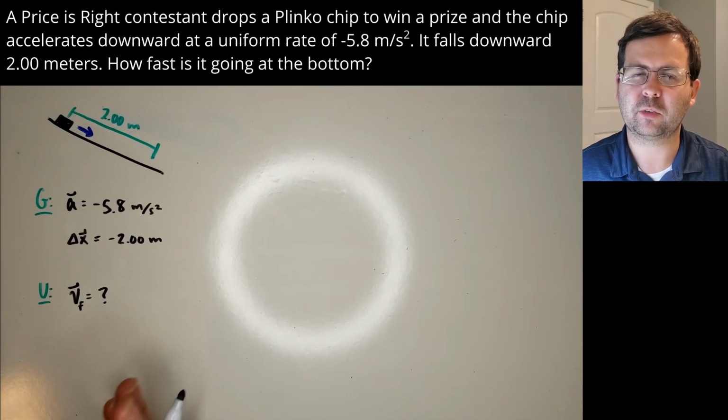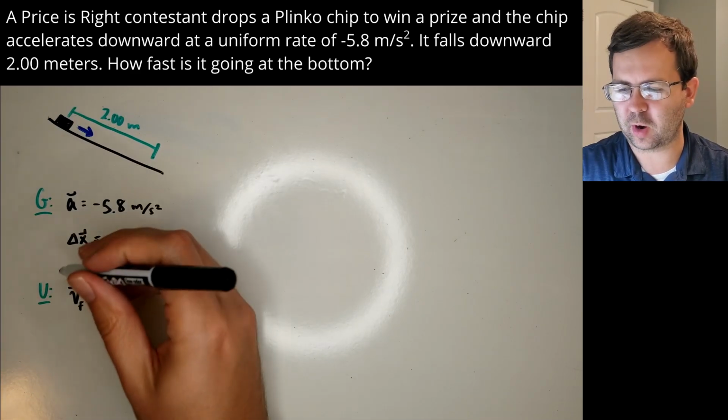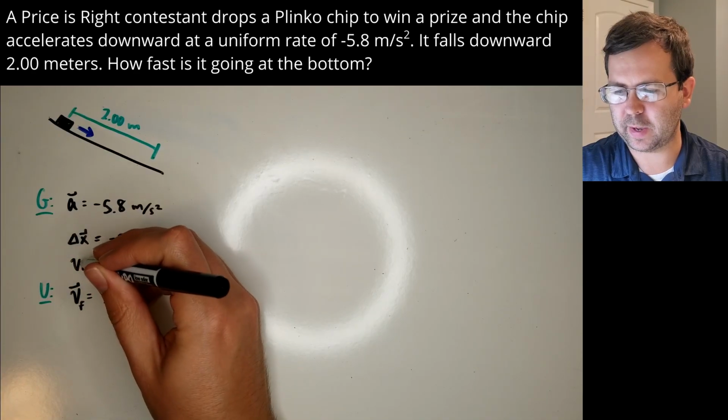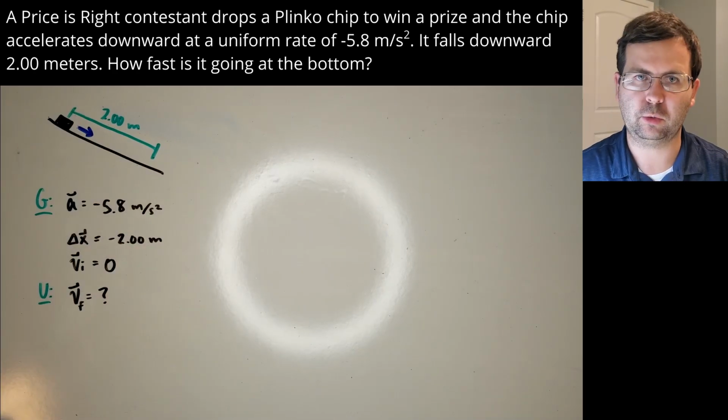And that's not exactly true when you understand the context clues or the secret encoded message of these kinds of word problems. When you see words like drops or releases, that implies that the motion of this object was 0 at the very beginning. So somebody drops this puck to win a prize. They're not throwing it, they're not flinging it, they're just dropping it. And so we can actually go back to the given information and say the initial velocity is 0.